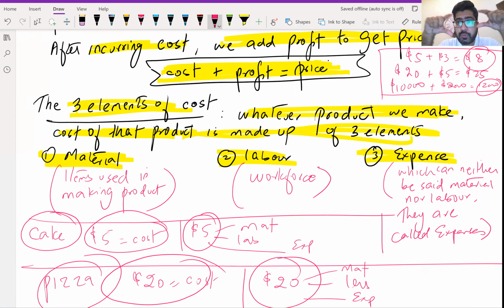Because when you spend $20 making that pizza, where was it spent? Some of the $20 was spent on items, material. Some was spent on labor, workers, and any other than that, expense. Okay.